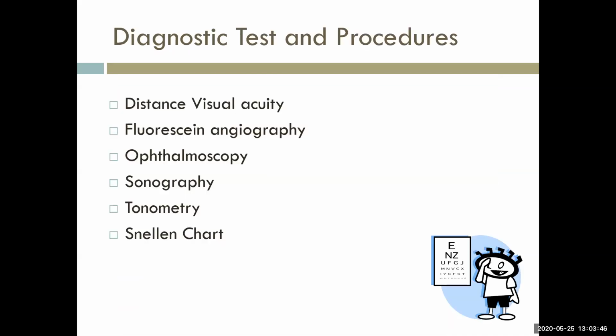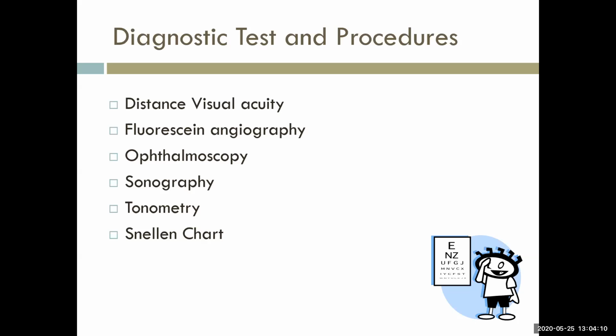Some diagnostic tests that we use to check people's eyesight. Distant visual acuity is the ability to see details and the shape of objects from a specific distance, usually about 20 feet. A Snellen chart is often used, and then they're looking at the visual acuity, which is what we refer to as 20/20 would be normal.